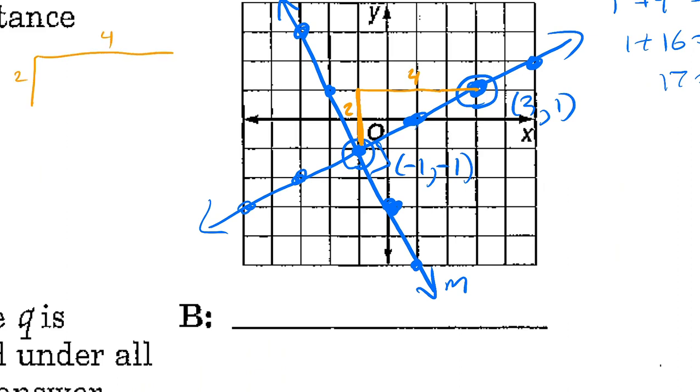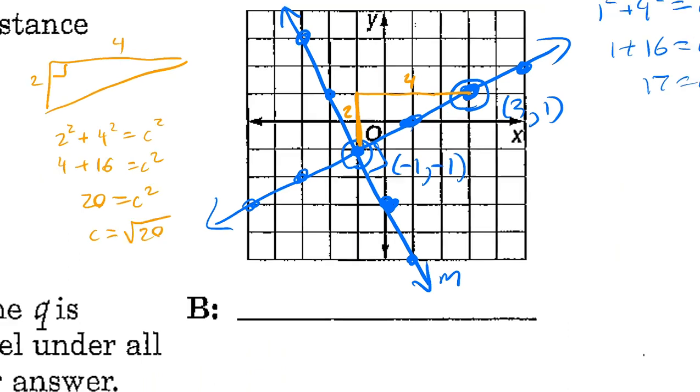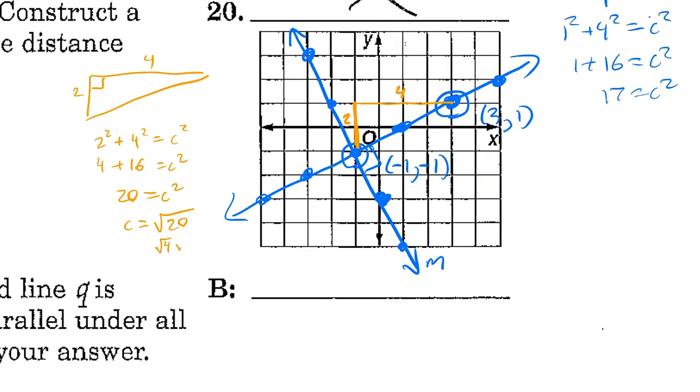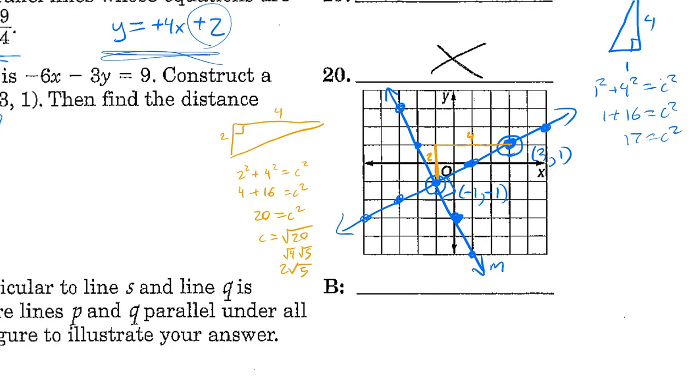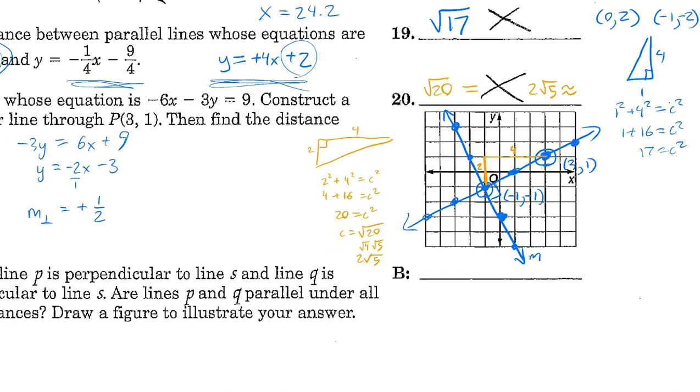That's 2 by 4. And so that's 2 squared plus 4 squared equals the distance squared. That's 4 plus 16 equals c squared. That's 20 equals c squared. So the distance is root 20, or we simplify, and we get root 4 times root 5, or 2 root 5. So up here I'm going to write both: square root of 20, which is equal to 2 root 5, which is approximately, you could punch in a calculator, 4.4, 4.5, something like that.